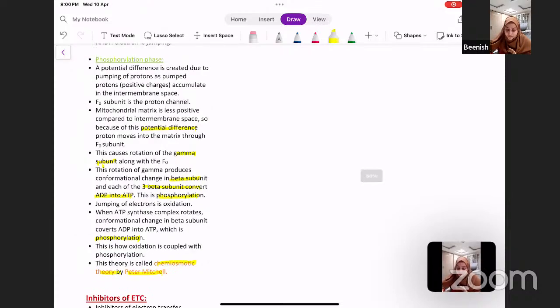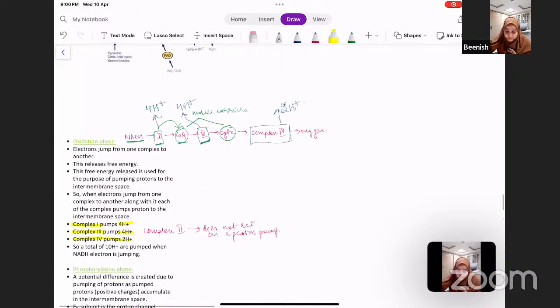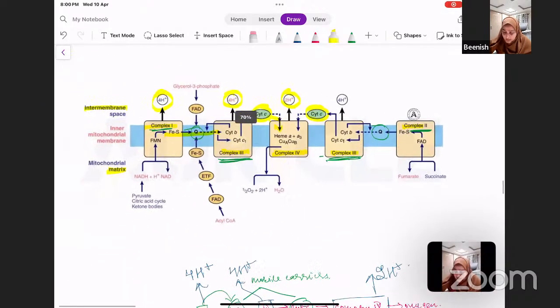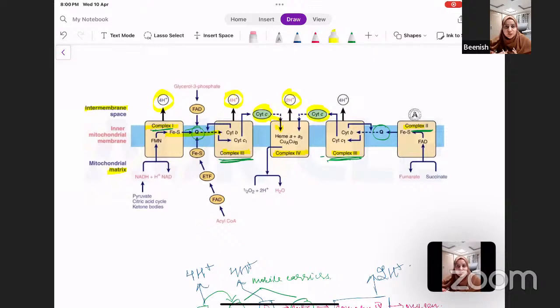Okay, I hope it's clear. Very important, because it's very simple. I've repeated it so many times that I think not just clear, but you must have memorized it. Once again, before I begin with the inhibition, your complexes are arranged: complex 1, coenzyme Q, complex 3, complex 4.